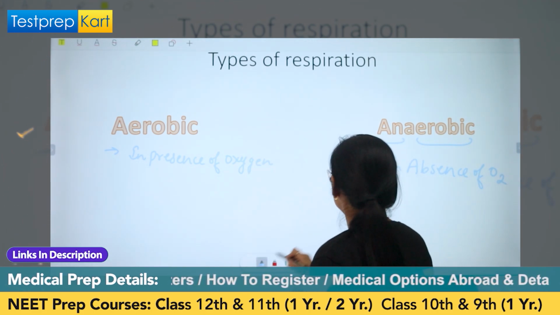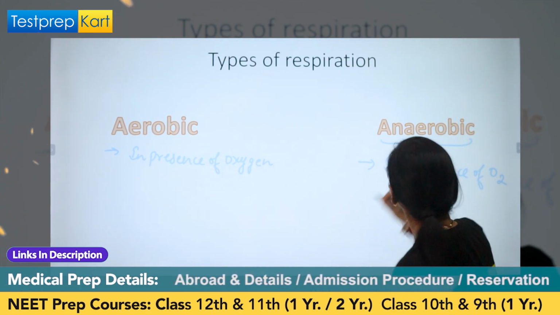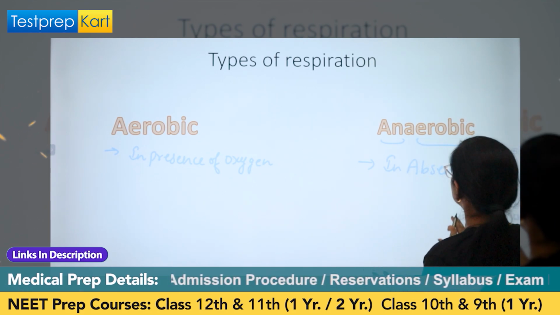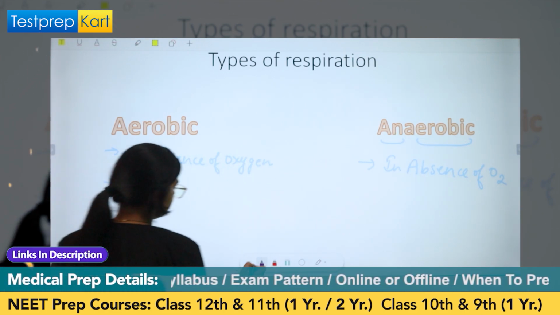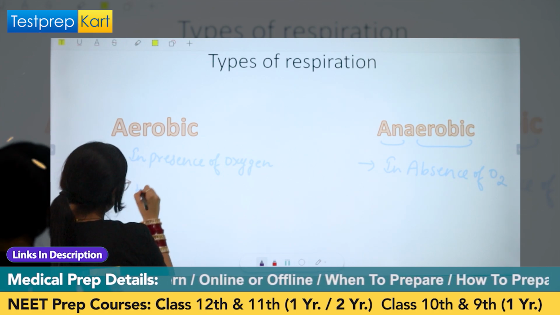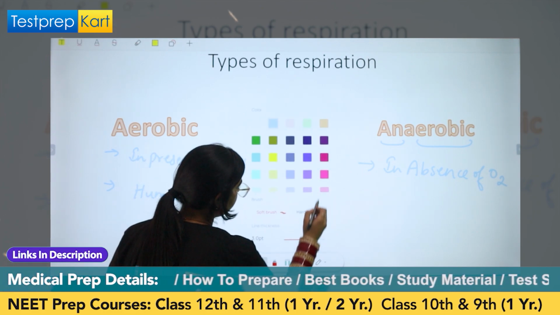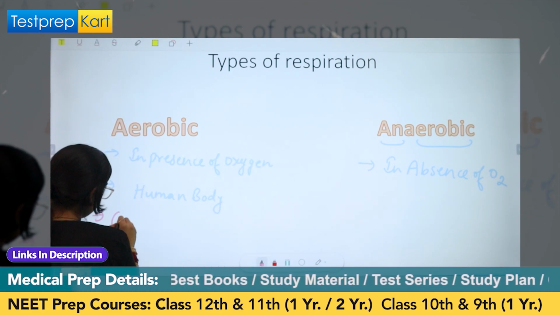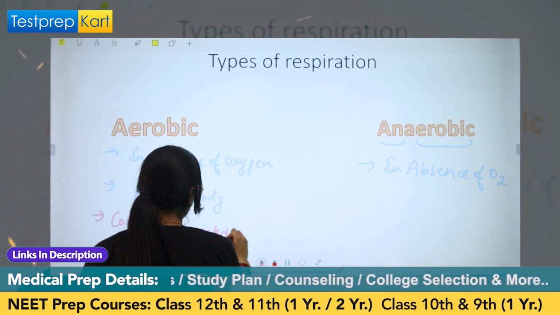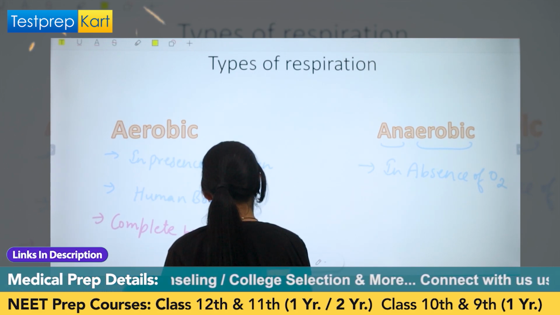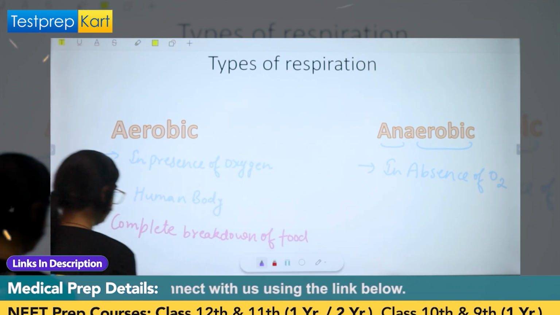When we talk about aerobic respiration and anaerobic respiration, in aerobic respiration, it generally occurs in the human body, right? And here, complete breakdown of food takes place. Right? So it will result in production of a large amount of energy.